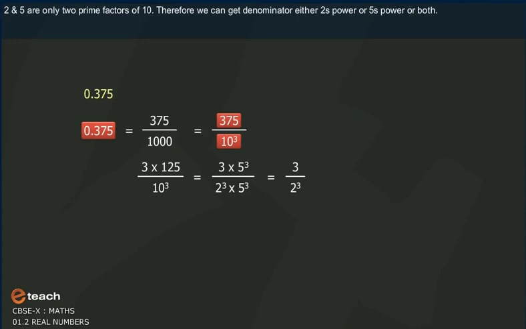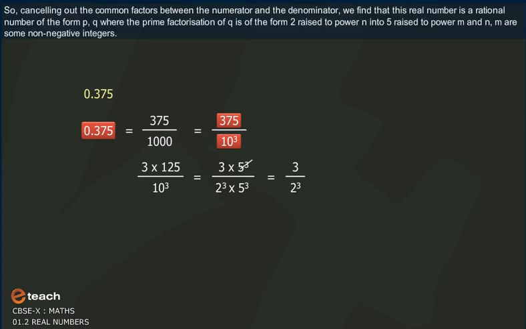2 and 5 are the only two prime factors of 10. Therefore, we can get the denominator as either a power of 2, a power of 5, or both. So cancelling out the common factors between the numerator and the denominator, we find that this real number is a rational number of the form p upon q, where the prime factorization of q is of the form 2 raised to power n into 5 raised to power m, and n, m are some non-negative integers.